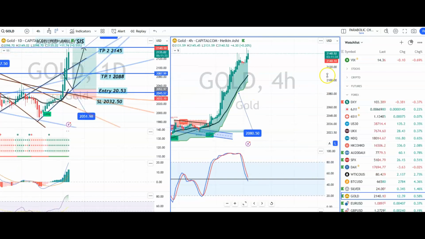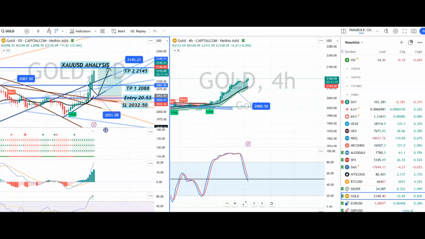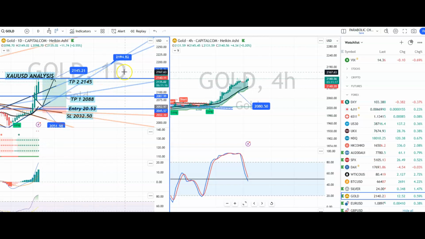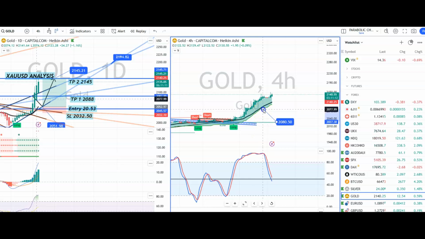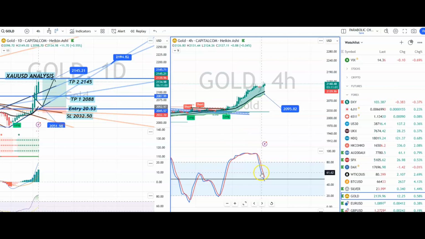Gold, don't you just love gold? All right, so it hit our take profit 2088, and then it went on to 2145. Don't think it's got up there yet. Looks like it has. Oh, it did hit our target. Yeah, so our target 2 has been hit. So our next target is 2194. And your stop can now be moved to 2095. Okay, and the stochastic is coming down, which indicates further upside momentum. In other words, the price is still coming in cheap.